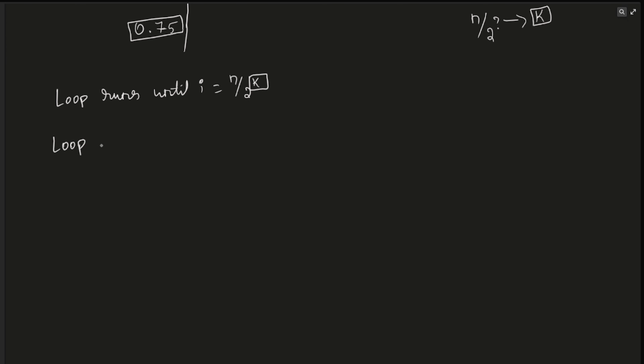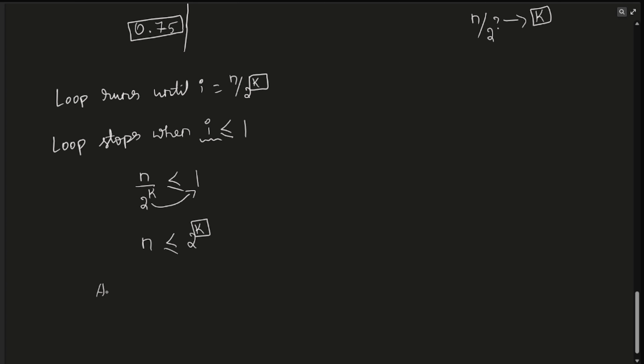Loop stops when I is less than or equal to 1. We know the value of I, so we can directly substitute that. n by 2 raised to k is less than or equal to 1. We can bring this 2 raised to k to the right hand side. n is less than or equal to 2 raised to k. To bring down this exponent, we can apply log 2 on both the sides.